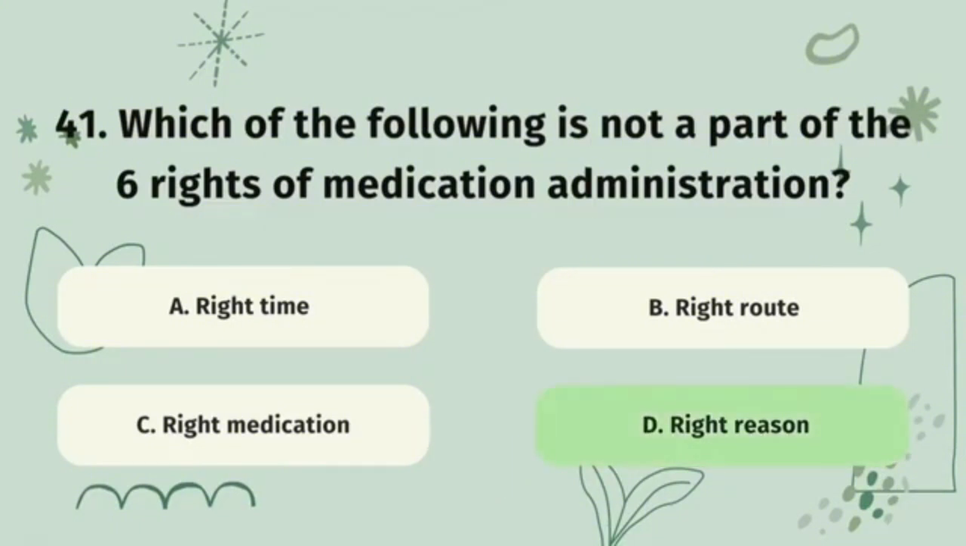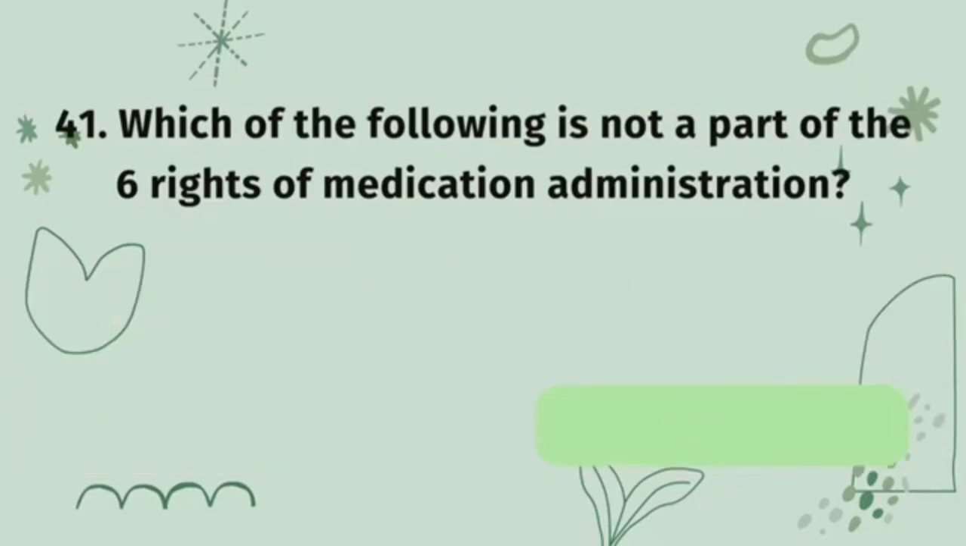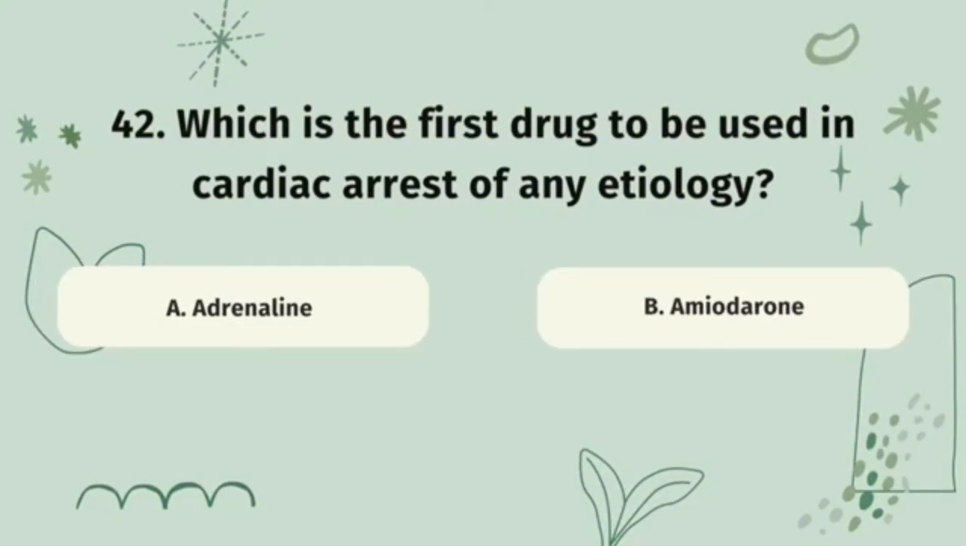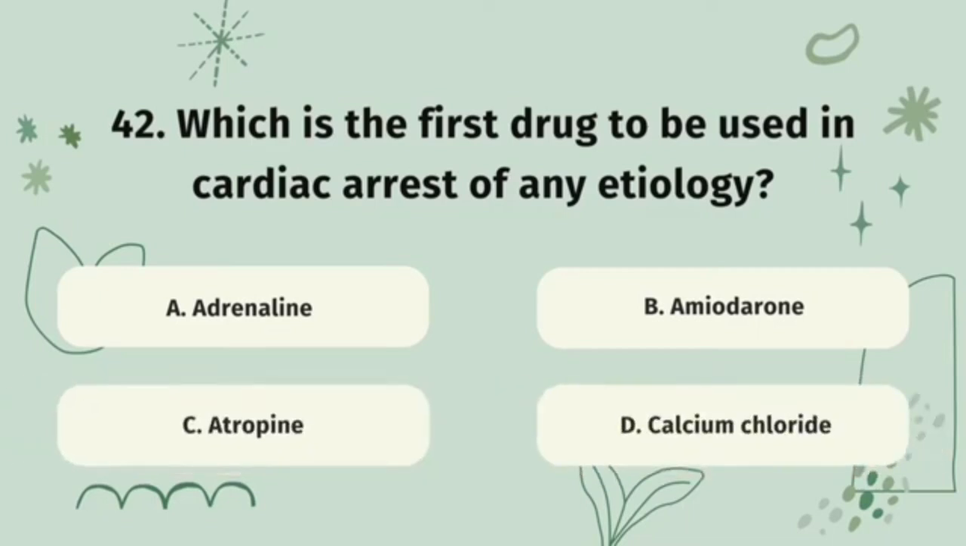The correct answer is D. Question 42. Which is the first drug to be used in cardiac arrest of any etiology? Option A. Adrenaline. Option B. Amiodarone. Option C. Atropine. Option D. Calcium chloride.